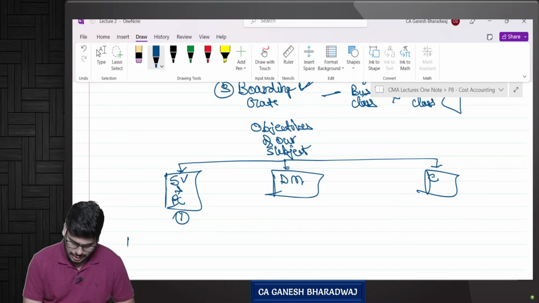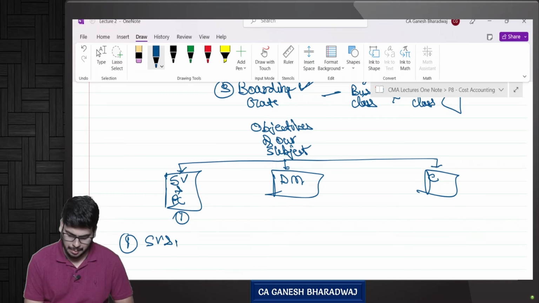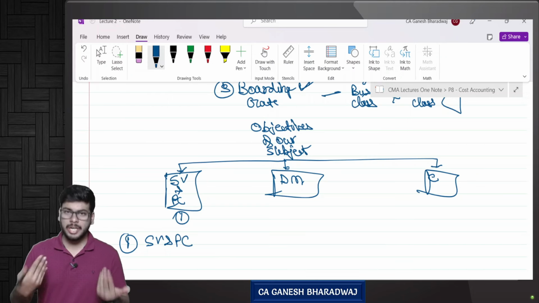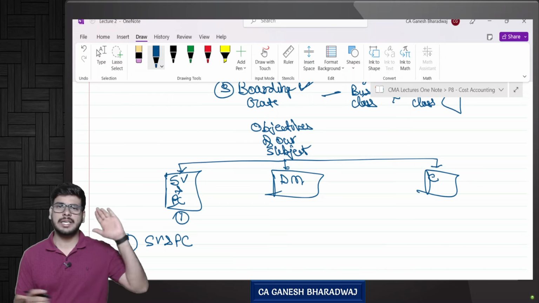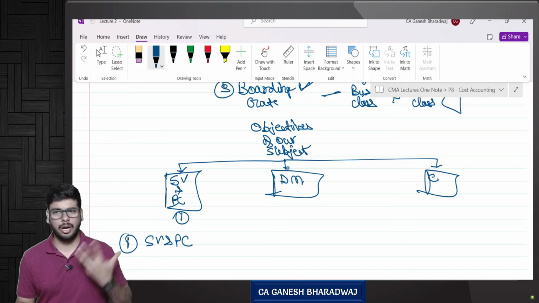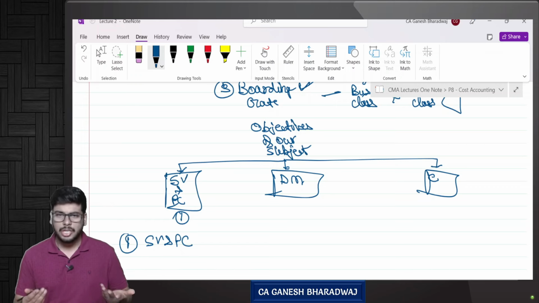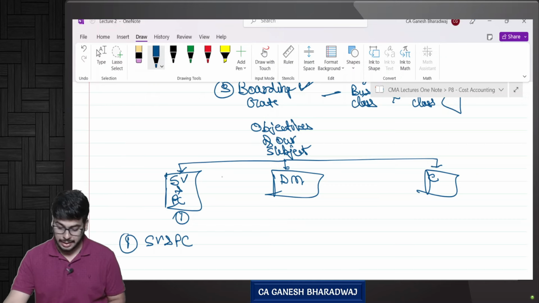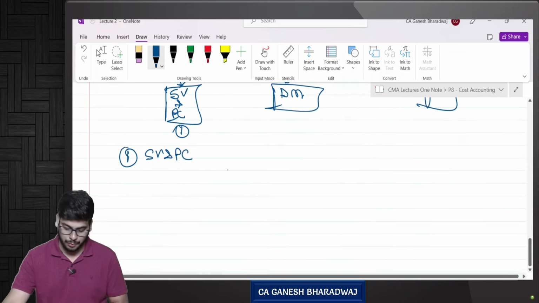First, let us talk about stock valuation and profit computation. Sir, stock and profit is computed only in costing. Sir, we have already seen this in accounts, financial accounting. We have already seen it, no, sir. Stock valuation and all that. Let me explain one very important thing that you might not have known before.